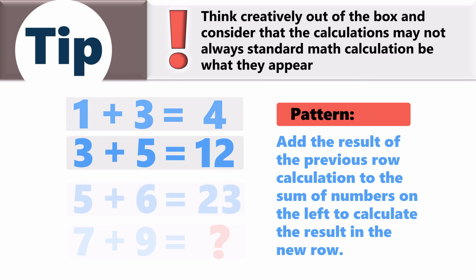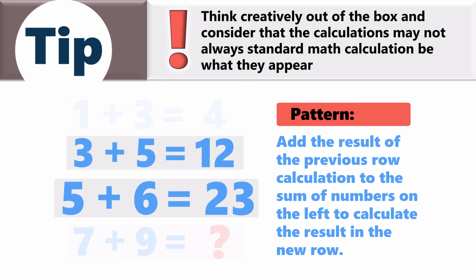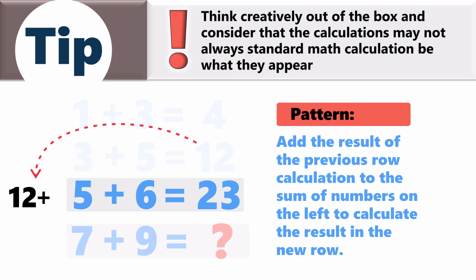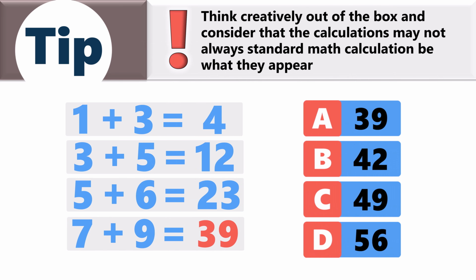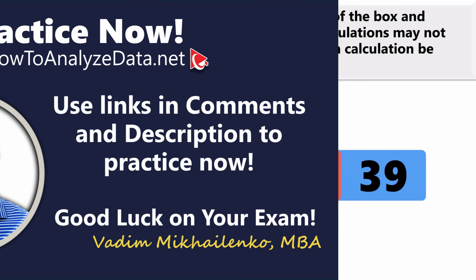To calculate the value of row 3, we need to bring the result of the row 2 calculations, 12, then add 5, then add 6, and the result would be 23. So for the missing value, row 4, the result will be 23 plus 7 plus 9, which would be equal to 39. So the correct answer here is choice A, 39.